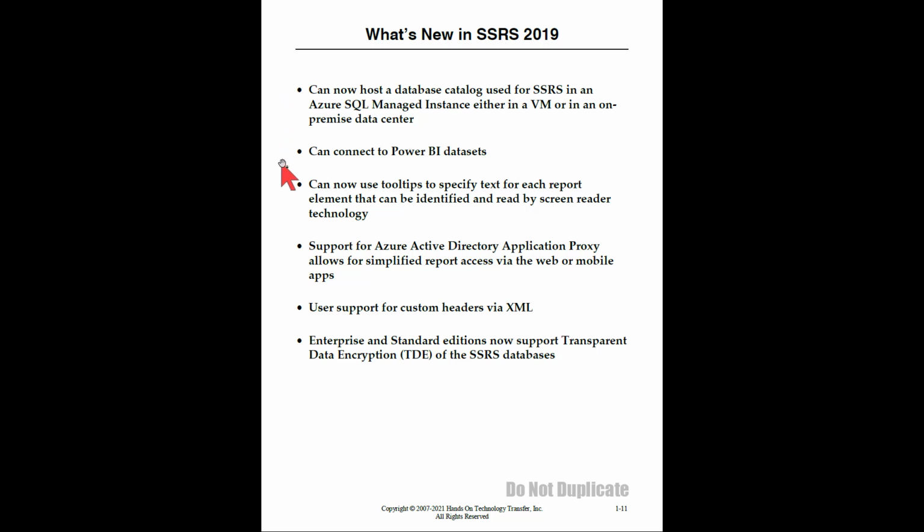Reporting Services 2019 can now work with Power BI datasets. So these Power BI datasets would be published to powerbi.com, and we can connect to them and use them as a reporting services data source. We can now use tooltips to specify the text for each report element. You've probably used tooltips before in other applications. A tooltip is nothing more than wording that shows up on the tip of the mouse.